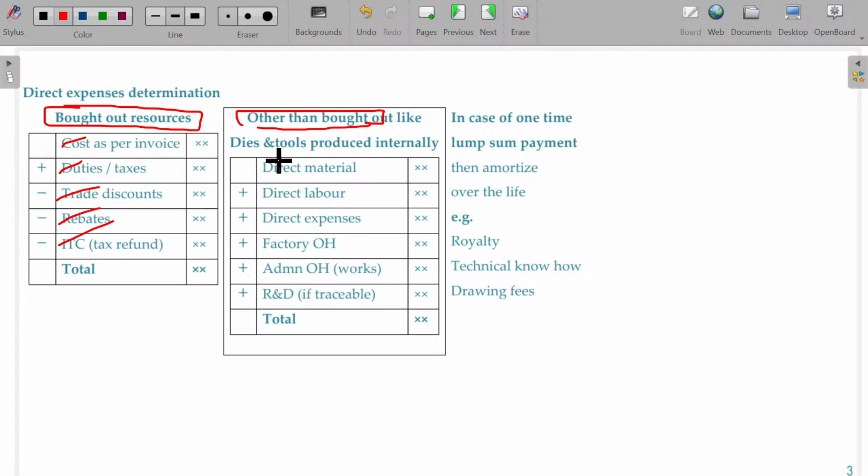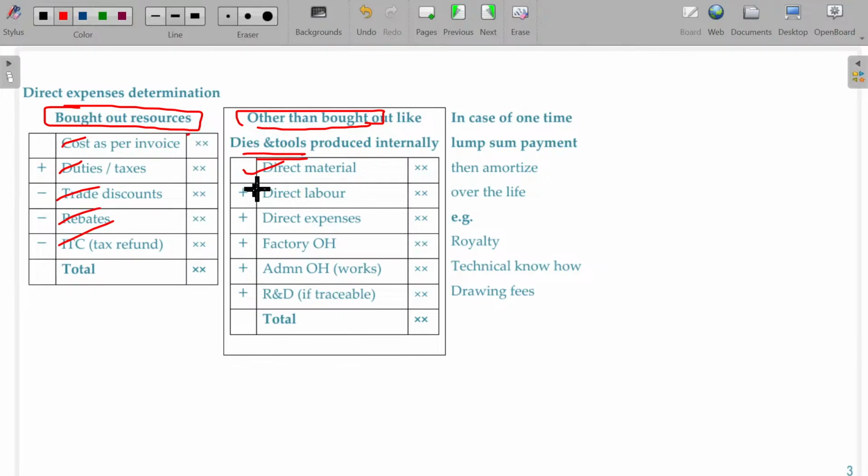Other than that, like dies and tools produced internally, it is not bought out, it is generated internally. See, we need to prepare a plan, sketches prepared, but rather than buying it from the outside, we already have a team of employees. Now, one of them is able to prepare the sketch. I asked him to prepare. So I'm diverting existing resources for this. Now we have to identify what's the cost for that.